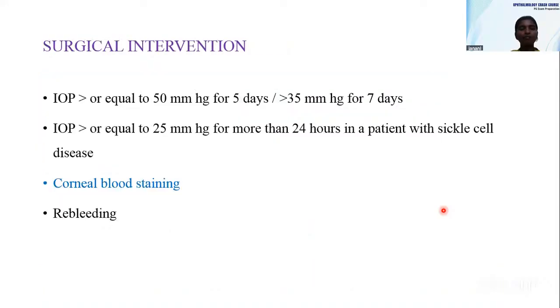And a surgical intervention like AC wash should be done when the IOP is more than or equal to 50 millimeters of mercury for 5 days, or more than 35 millimeters of mercury for 7 days, to prevent optic nerve damage. And also in sickle cell disease, the threshold should be even lower. When the IOP is more than or equal to 25 millimeters of mercury for more than 24 hours, then you should surgically intervene. And also in the presence of corneal staining and rebleeding, surgical intervention, that is AC wash, should be done in those patients.